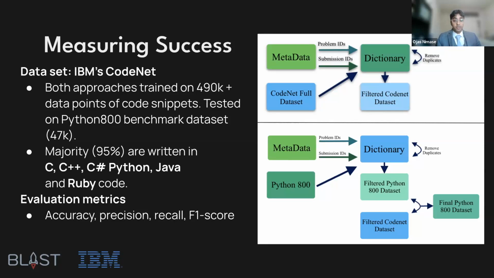The bottom right figure depicts how we gather a test set and submissions from the Python 800 benchmark dataset, leaving us with 47,000 data points. Our evaluation metrics consist of accuracy, precision, recall, and F1 score.